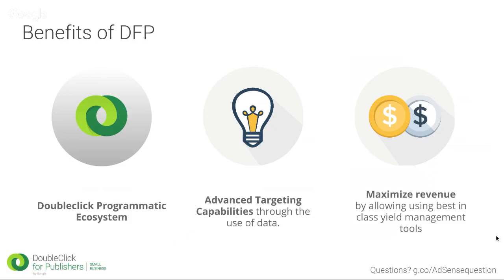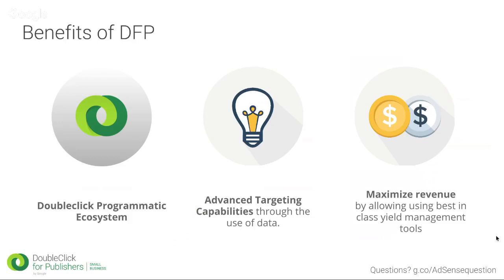Within this, we provide advanced targeting and use of data. So if advertisers have specific campaign goals, you can add additional delivery and targeting options, such as geography, day and time, and custom targeting criteria you define. Plus, you can set up advanced forecasting to give you a better sense of how many impressions you'll have available to sell to your direct advertisers.